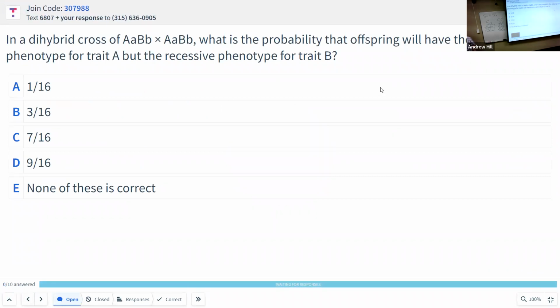Okay, the dihybrid cross. What is the probability that offspring will have the dominant phenotype for trait A, but the recessive phenotype for trait B?